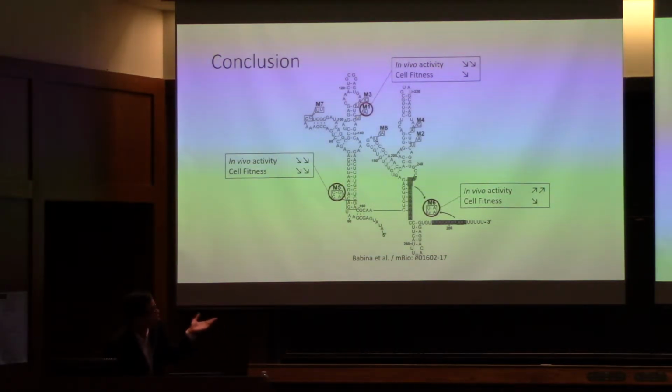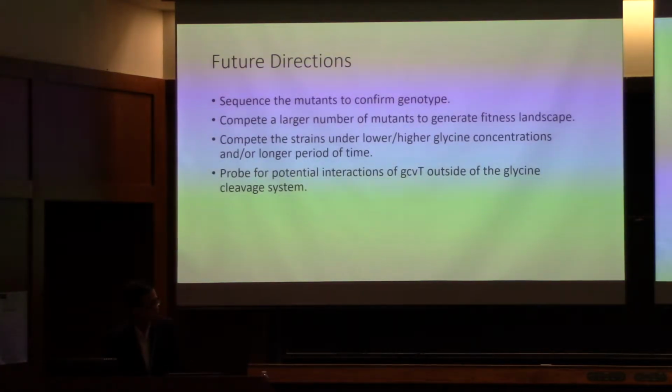If you look at M5, you see a very sharp decrease in vivo activity and also a very sharp decrease in cell fitness. But for the case of M1, the in vivo activity decreases by a lot, but fitness only decreased by a little. And for M6, the in vivo activity actually increased, while the cell fitness decreased. So that's what I found very interesting.